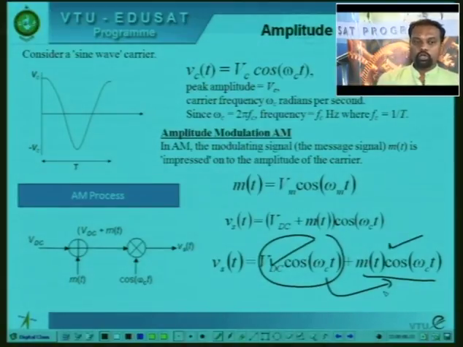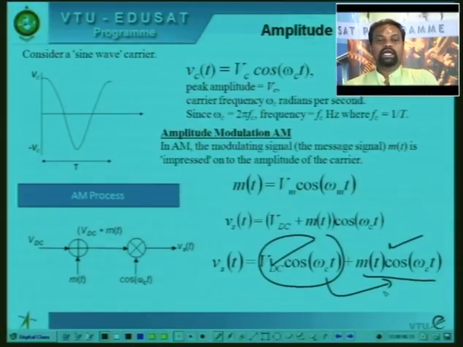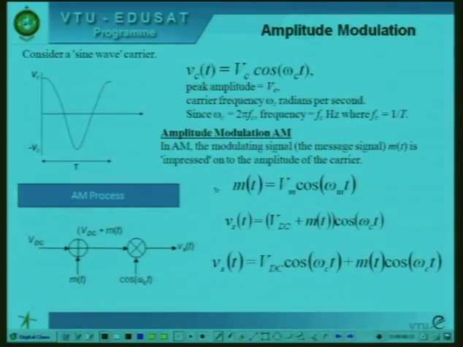That is the mathematical expression for amplitude modulation. If they ask you what is amplitude modulation, the expression that we are supposed to write is this: Vs of t equals VDC cos of omega Ct plus m of t cos of omega Ct. The first term is the carrier term, the second term is the modulated carrier, and that is the mathematical expression for amplitude modulation. What is the block diagram?